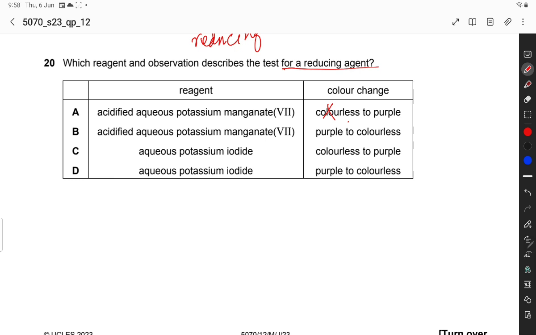Yes, this is the test for a reducing agent, because the correct reagent is acidified potassium manganate, and the color change is not colorless to purple, it is purple to colorless. So this is the test of a reducing agent, this is the color change, and this is the reagent used to test for a reducing agent. B option is correct option.